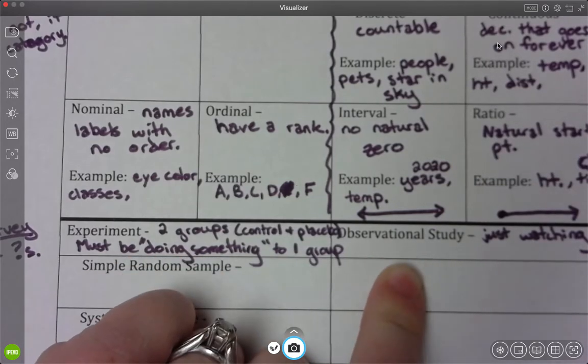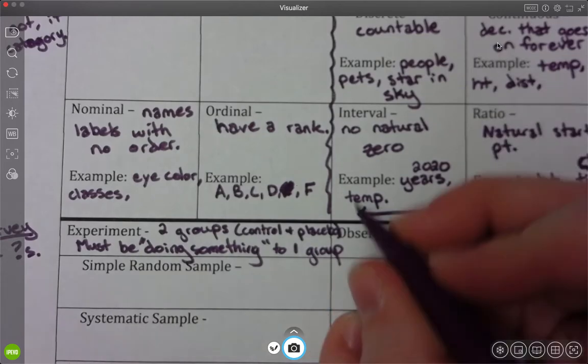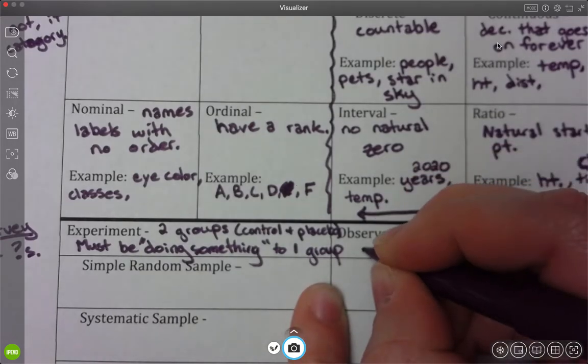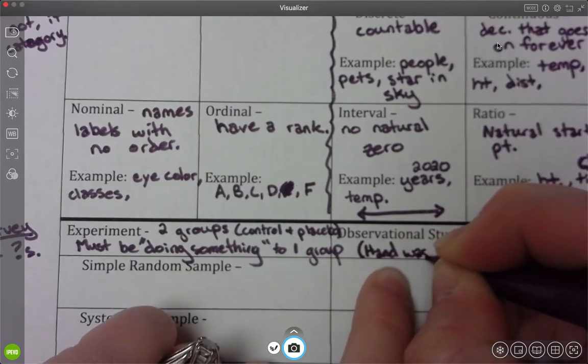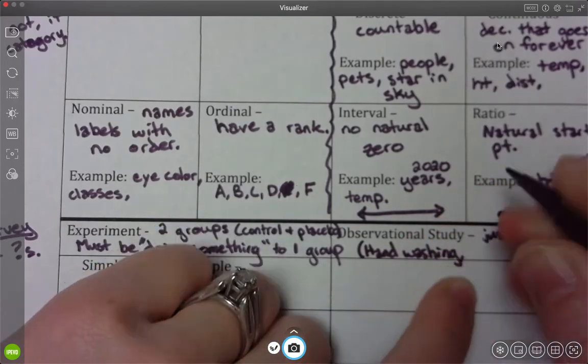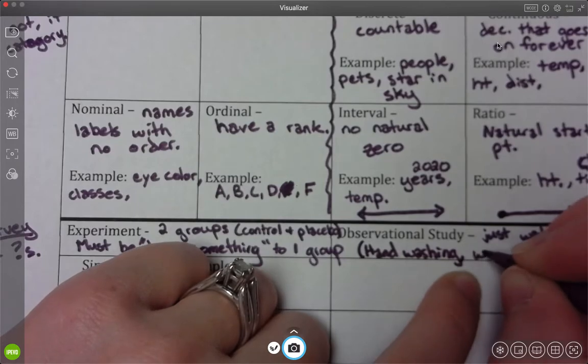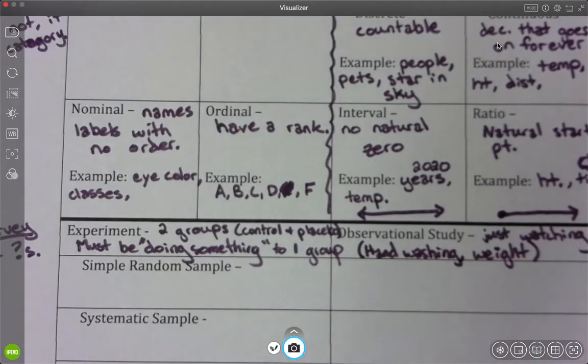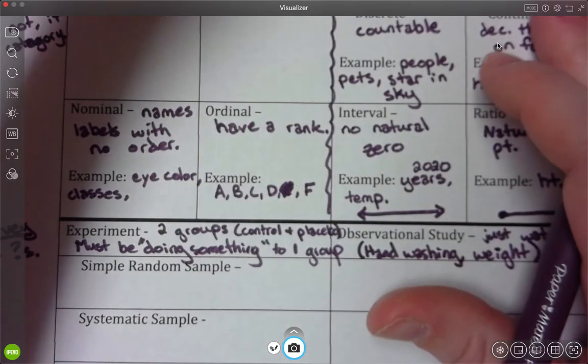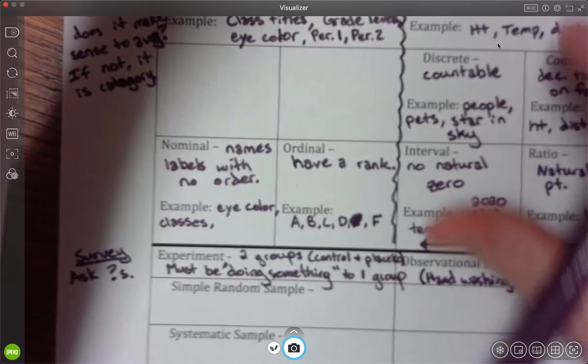So observational study would be like, for example, hand washing, or weight. I'm going to have them stand on a scale, that type of thing. So that's an observational study. So experiment versus observational study, and then a lot of times survey is lumped into that category also. So those three types, okay?